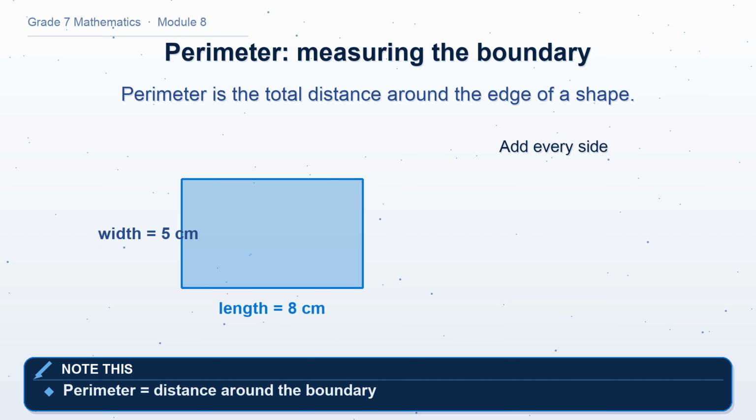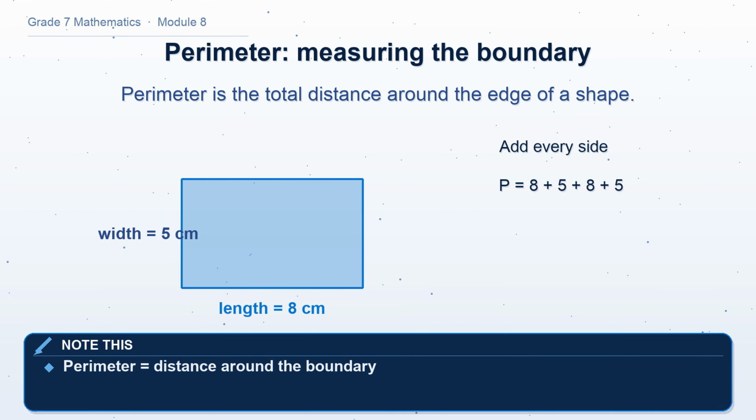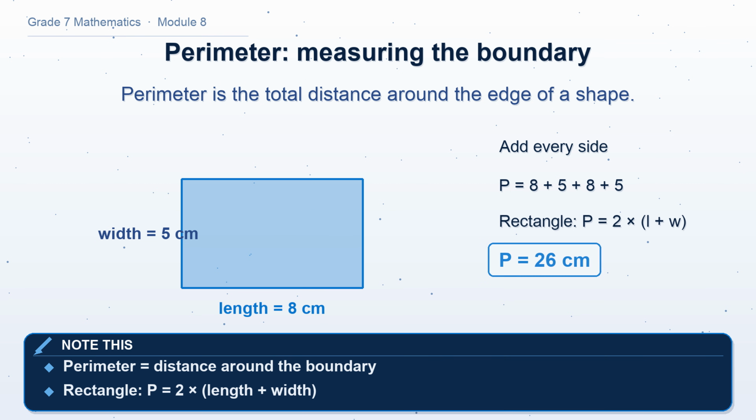Because the opposite sides of a rectangle are equal, there is a shortcut. Perimeter equals 2 times the sum of the length and the width. That gives 26 centimeters. Notice that perimeter is a length, so we measure it in centimeters, not in squares.